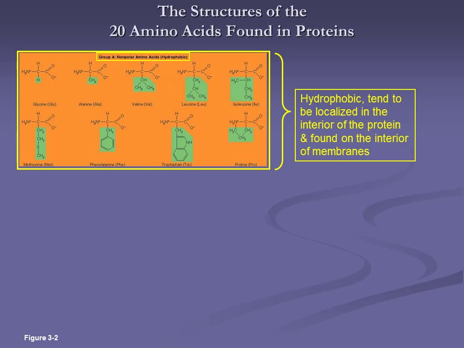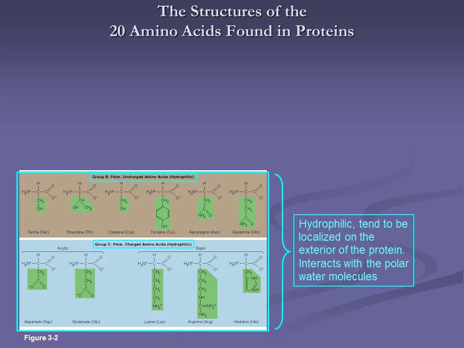So here we have 2 groups. Now these are hydrophilic, and so we have the polar uncharged amino acids. So we've got serine, threonine, cysteine, tyrosine, asparagine, glutamine.